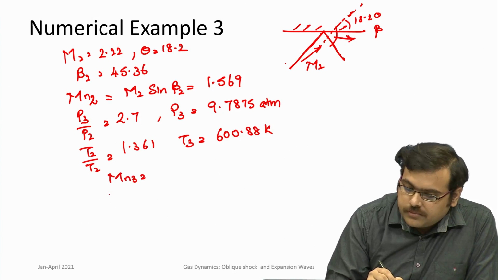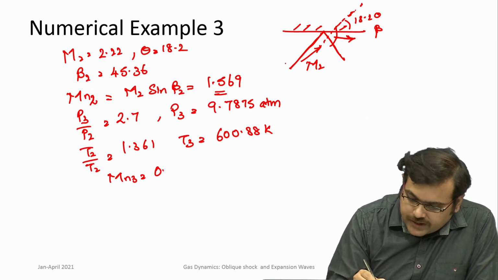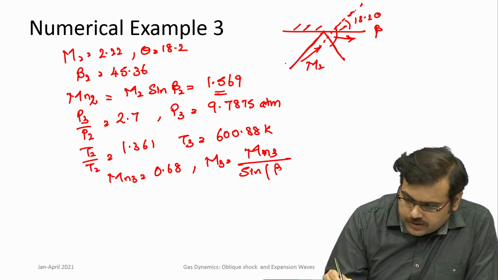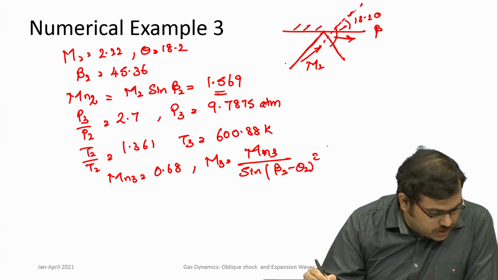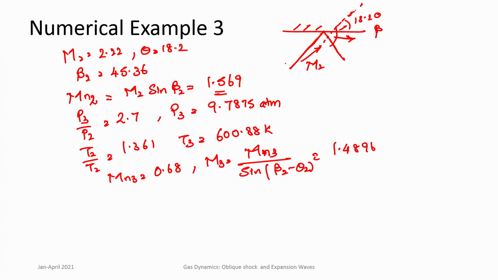Mn3 is the downstream Mach number after the normal shock for 1.569. It is 0.68. So M3 is Mn3 by sine of beta 2 minus theta 2, which turns out to be 1.4896. So you see that the Mach number keeps reducing, pressure and temperature keep increasing after each shock, after the flow passes through each shock. The angle that the reflected shock makes with the upper wall, what is that angle? It is this angle, which is beta 2 minus theta 2. So beta 2 minus theta 2 is 27.16 degrees.